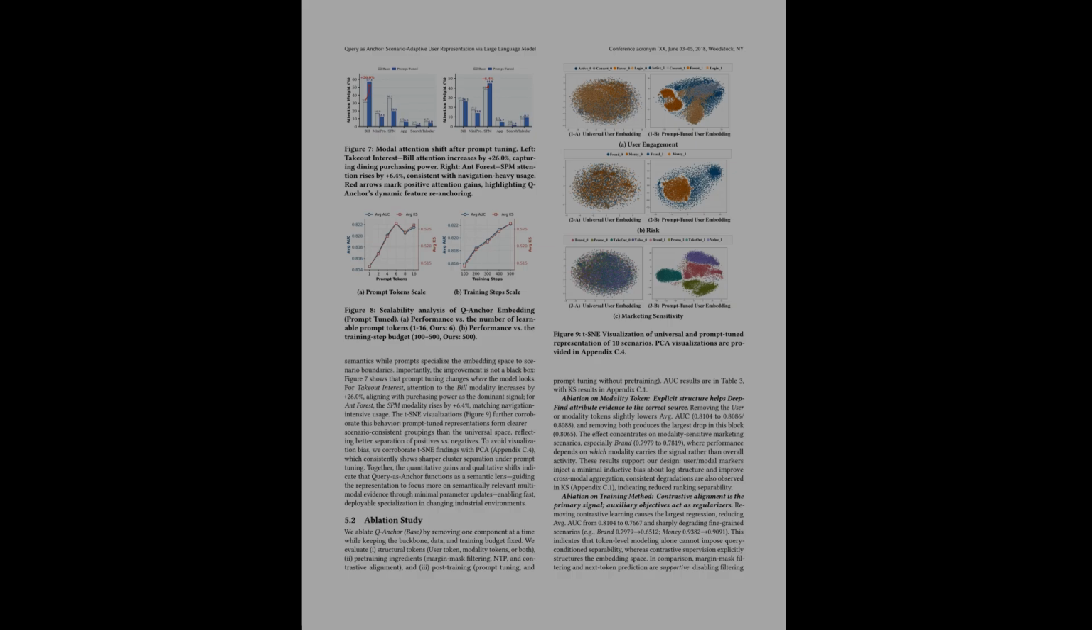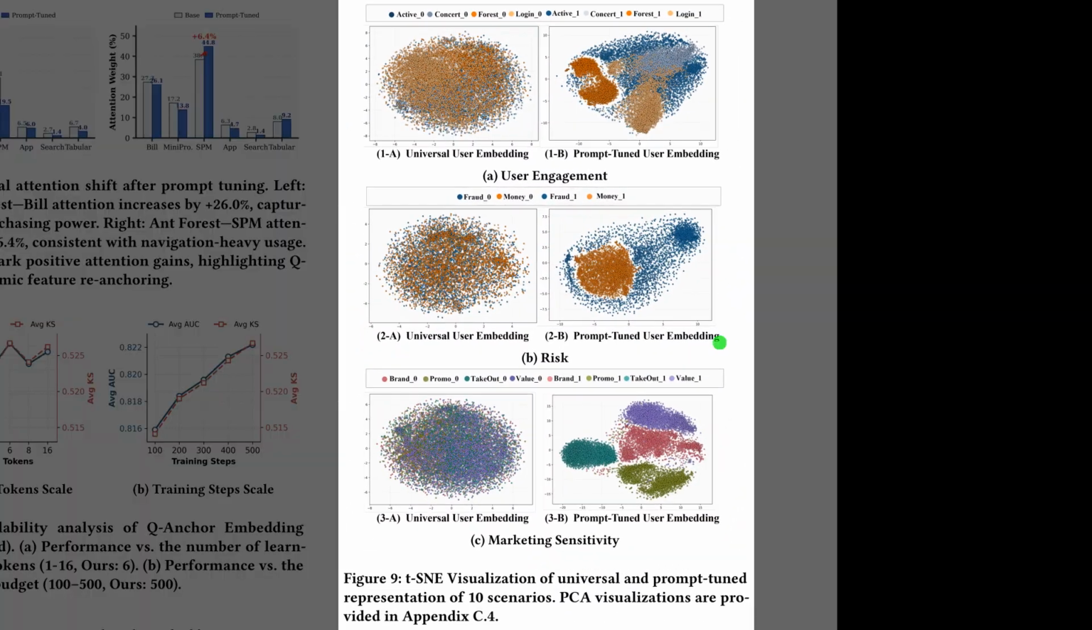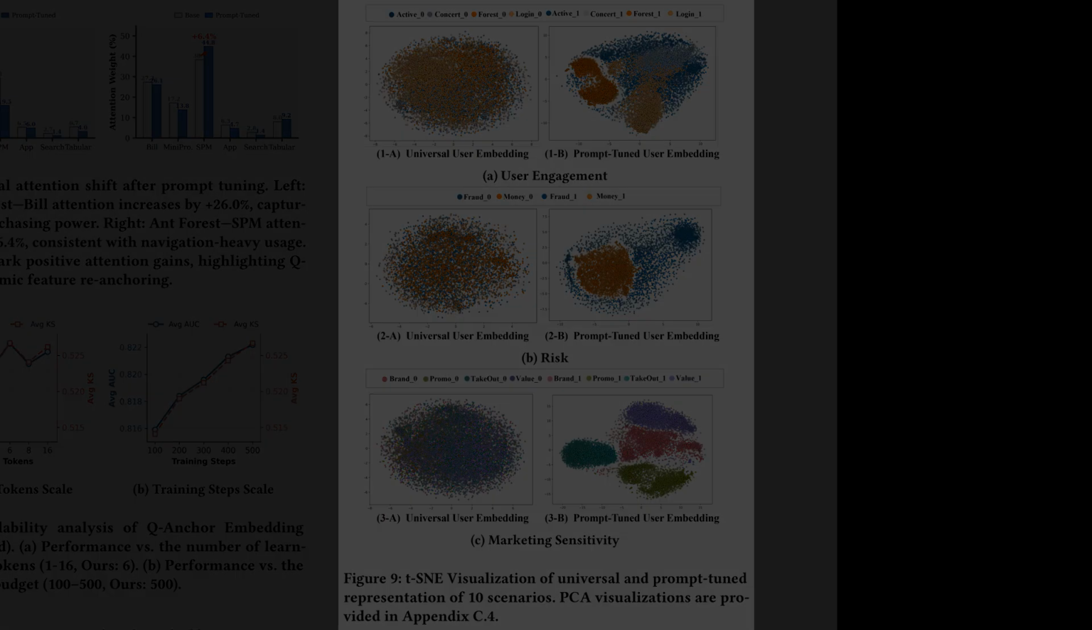So, Figure 9 visualizes the consequence of that attention shift using t-distributed stochastic neighbor embedding plots. These map complex representations into 2-dimensional points to reveal their structure. The left column displays the universal user embeddings for engagement, risk, and marketing, which appear as unstructured blobs where different behaviors are deeply entangled. But in the right column, the prompt-tuned versions tell a different story. Here, the embeddings snap into clear, distinct groups. For example, in the middle row for risk, the points diverge into 2 well-defined clusters, proving that the model creates specialized boundaries for each business scenario.